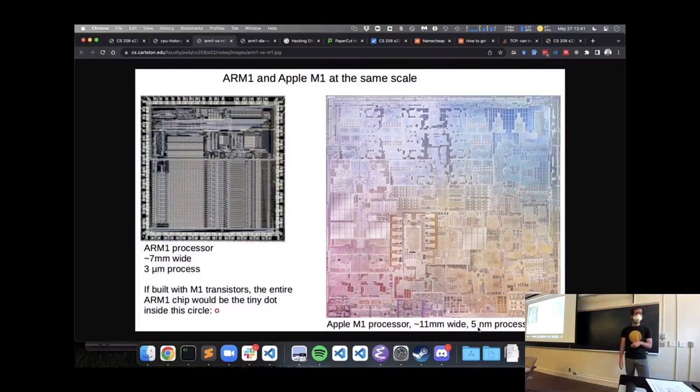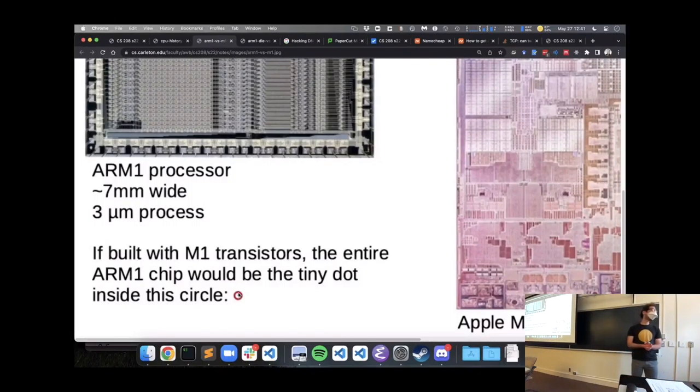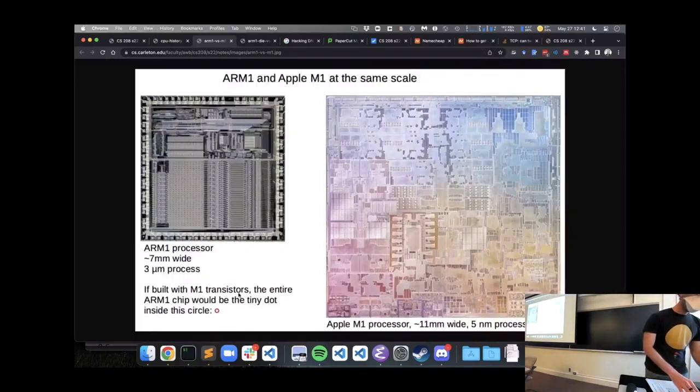So that's 1,000 times more fine. And if this ARM1 chip were built using the process for the M1, it would fit inside this little red circle, that tiny dot inside the red circle. That is the ARM1 chip if you made exactly the same chip with today's capabilities. So the scale of these is sort of crazy.